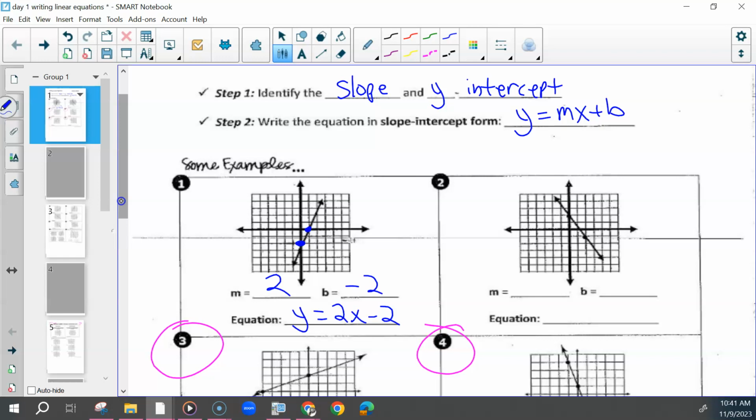Wait, I was confused because x is on the 1. So I thought the m would be 1. So this is your x-intercept, but we're counting the slope from this point to this point. What is the change in y over the change in x? Are there questions? Okay, when we get back, we're going to continue this.